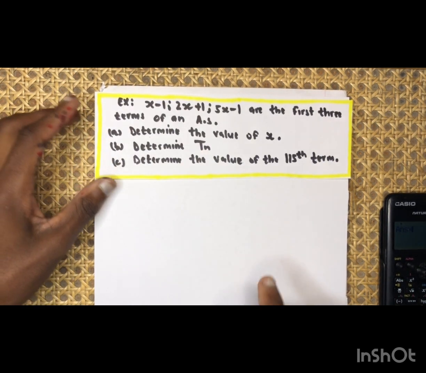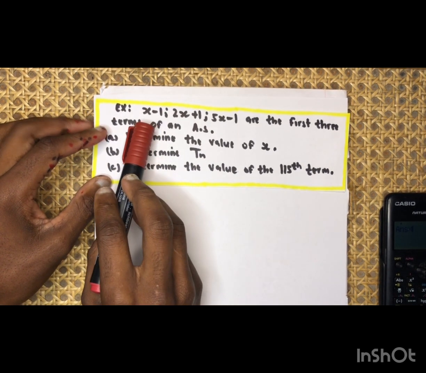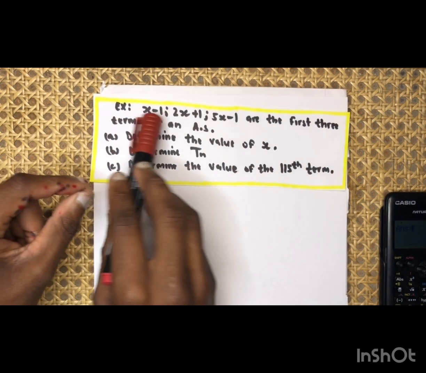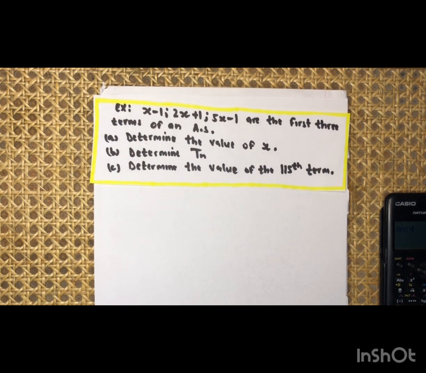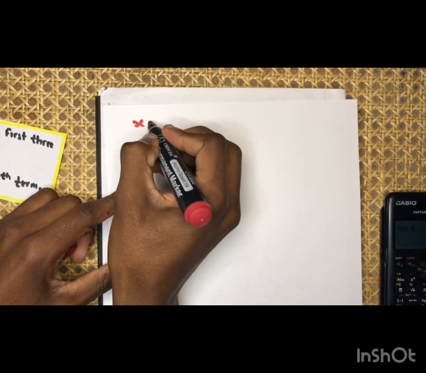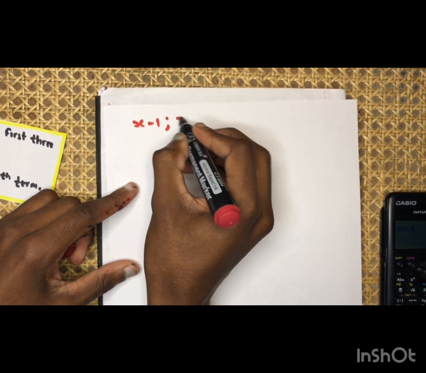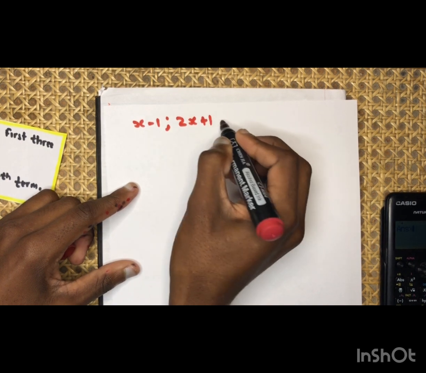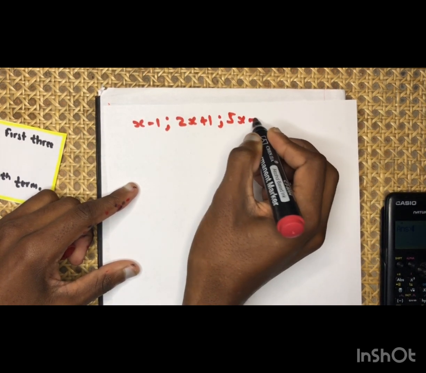So let's do this question, guys. So we are given now the unknowns. x minus 1, 2x plus 1, and 5x minus 1 are the first three terms of an arithmetic sequence. Determine the value of x. Now it's easy. Remember, guys, we have x minus 1, 2x plus 1, 5x minus 1.